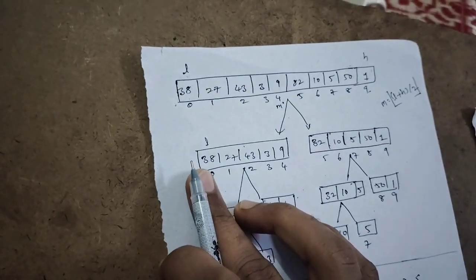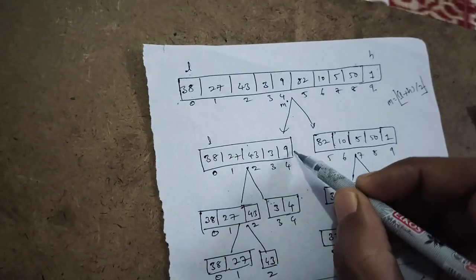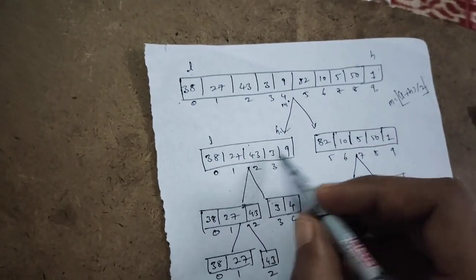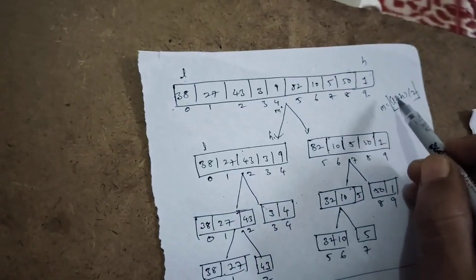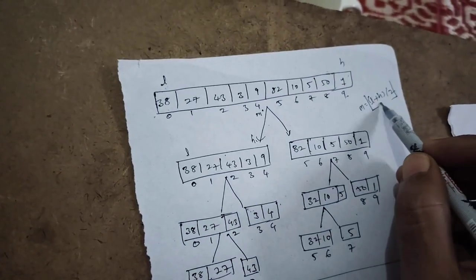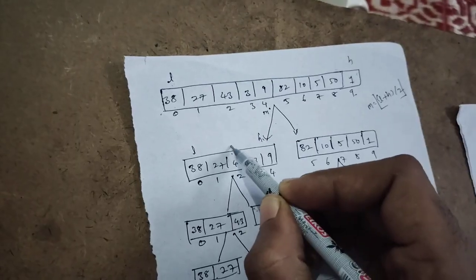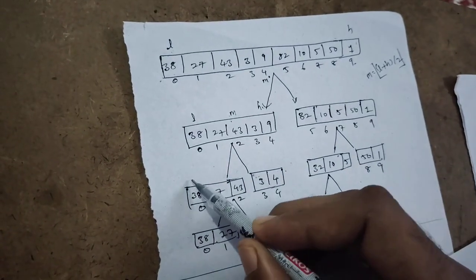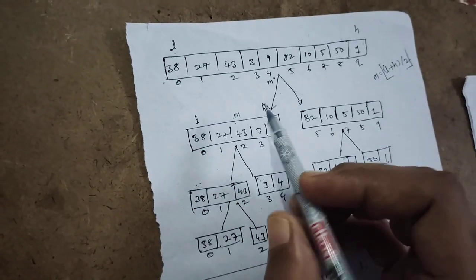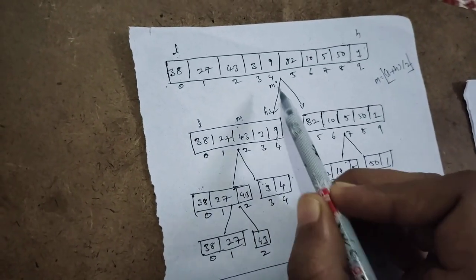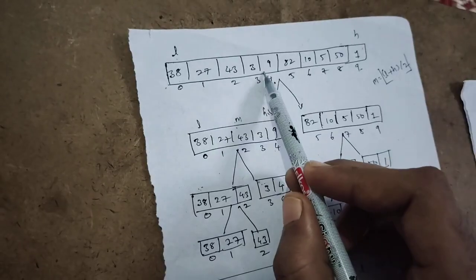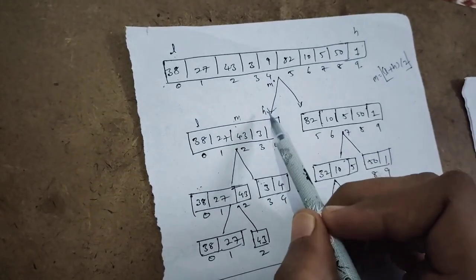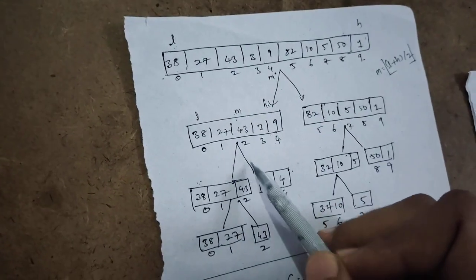Here it starts from low and ends at high, which is h, and again we find its mid. How much is its mid? When we calculate that, we get mid is 2. So it divides into two parts. Here it is the actual mid, and that mid is the high in the part below. You can see that, so it divides into two parts.